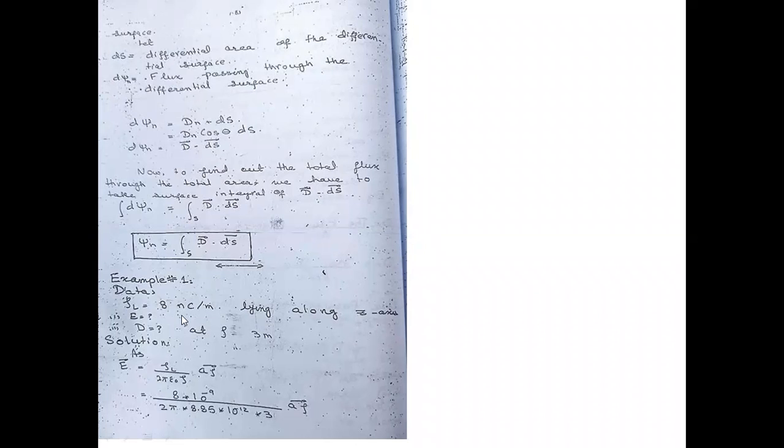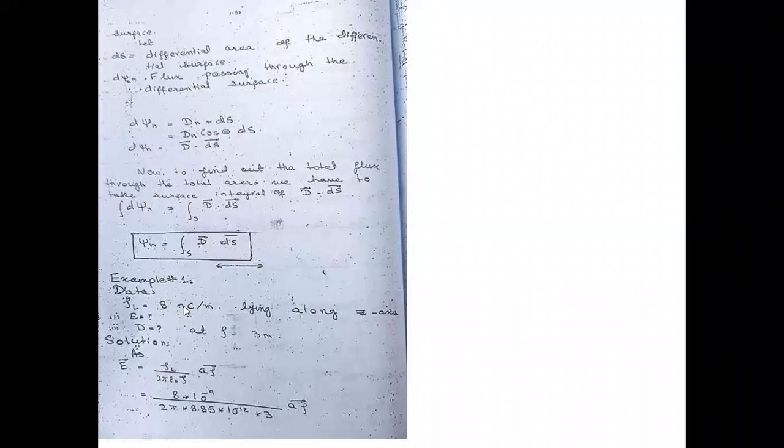Now the first example: we have given rho l equal to 8 nanocoulomb per meter, lying on the z axis. We have to find E and D at the point rho is equal to 3 meter. First we have to find E. E is rho l over 2 pi epsilon naught rho, a rho.